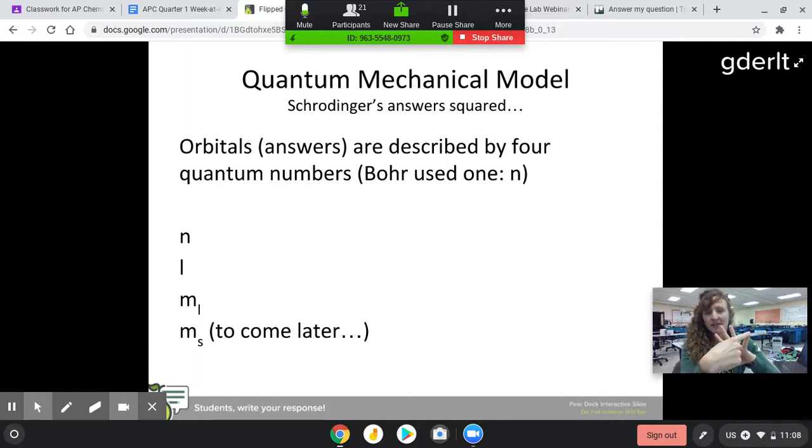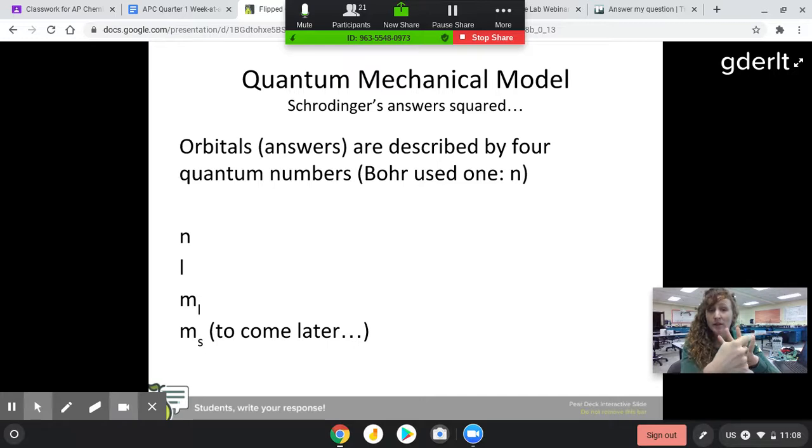So N is called the principal quantum number. L is called the angular momentum quantum number. M sub L is the magnetic quantum number, and M sub S is the magnetic spin quantum number. Hopefully you have this in your notes from outlining the book already.